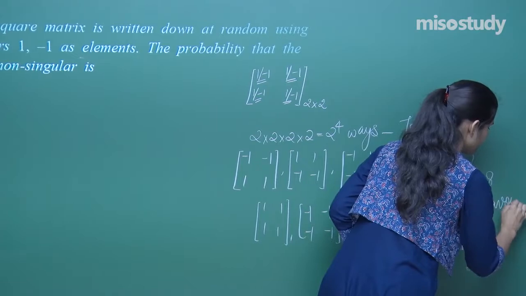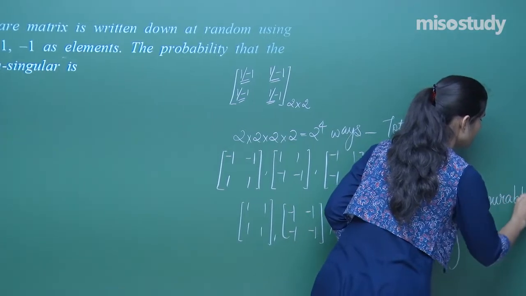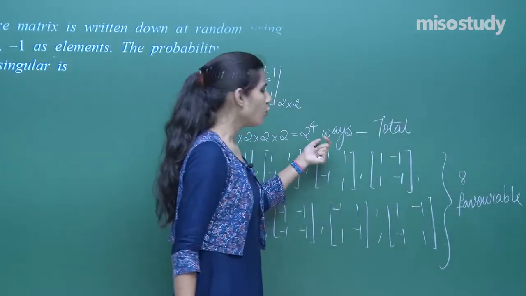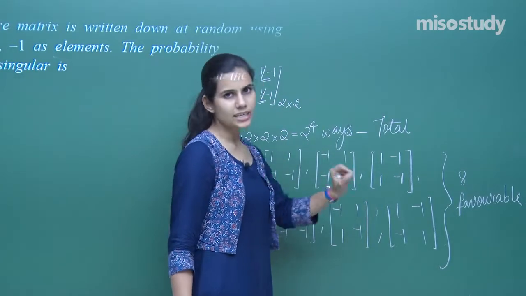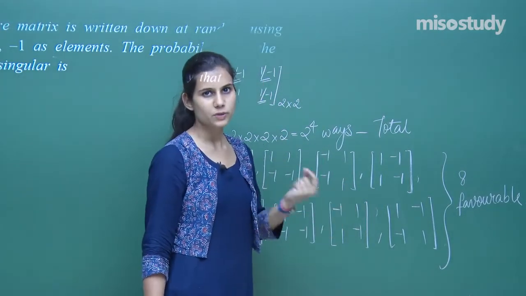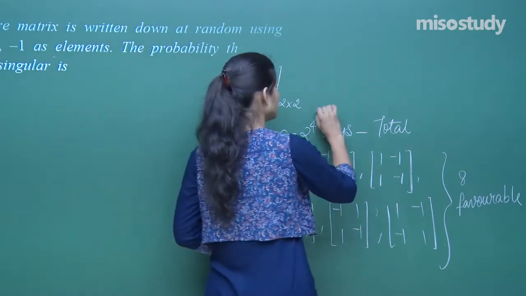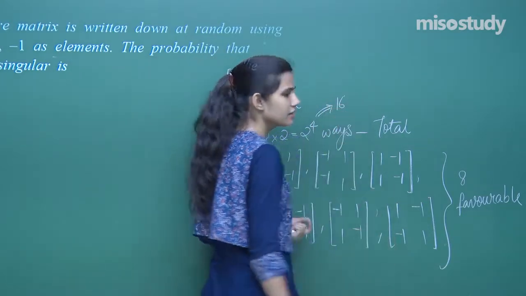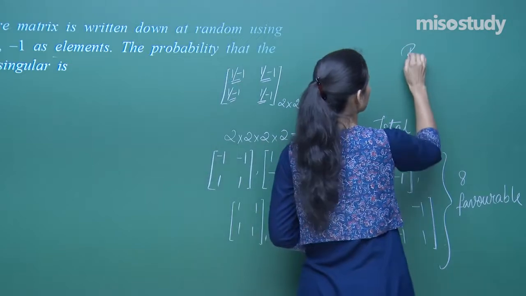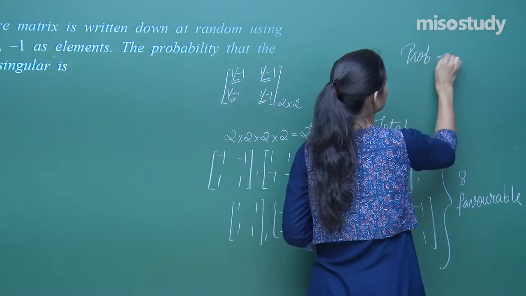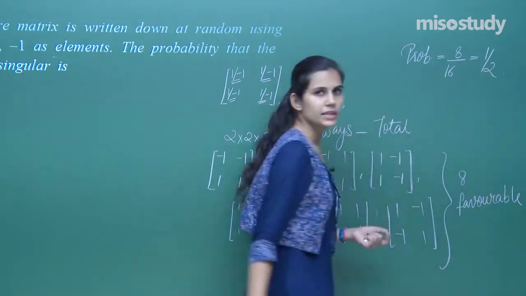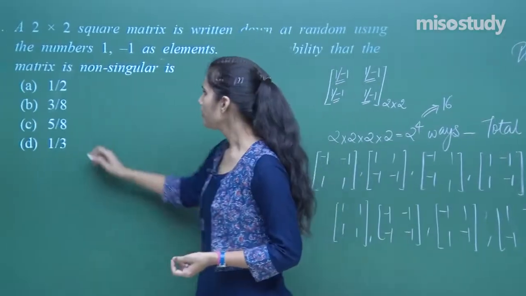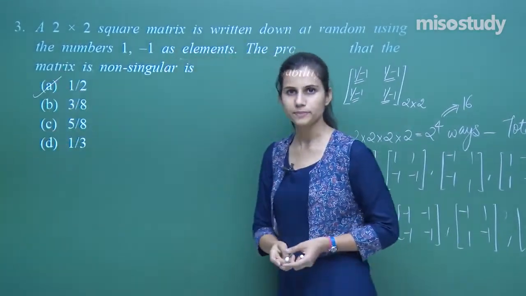and therefore out of the total 2 to the power 4 2 cross 2 matrices with entries 1 and minus 1, only 8 are those 2 cross 2 matrices with entries 1 and minus 1 which are non-singular. This number is 16 and your answer is 8 by 16, which is 1 by 2. Clear? And therefore 1 by 2 happens to be the correct option.